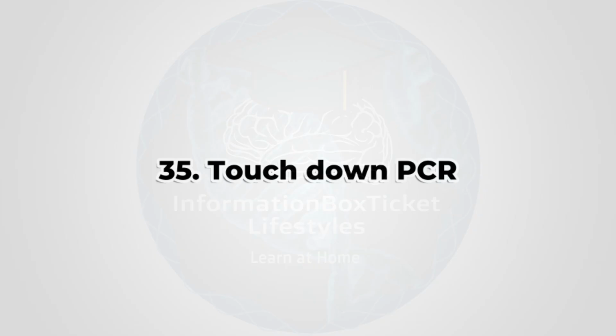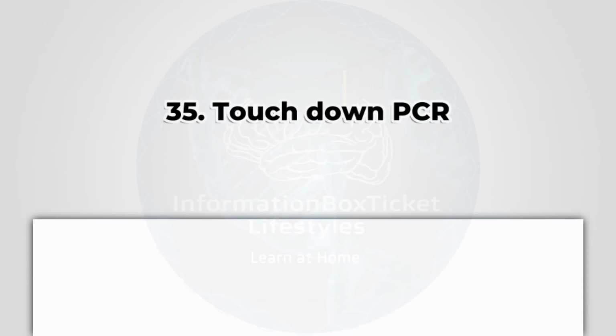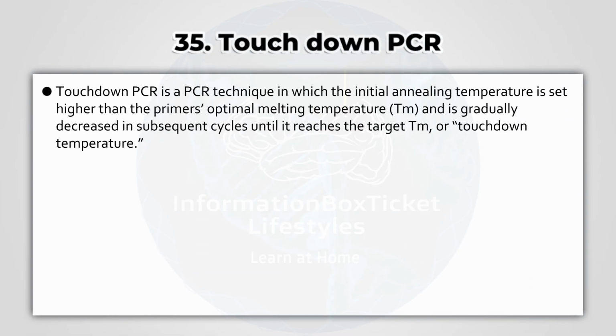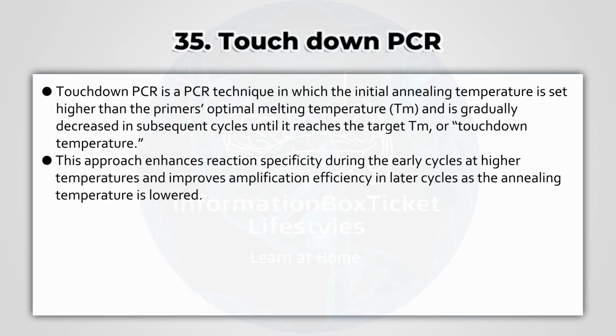35. Touchdown PCR. Touchdown PCR is a PCR technique in which the initial annealing temperature is set higher than the primer's optimal melting temperature, TM, and is gradually decreased in subsequent cycles until it reaches the target TM, or touchdown temperature. This approach enhances reaction specificity during the early cycles at higher temperatures and improves amplification efficiency in later cycles as the annealing temperature is lowered.